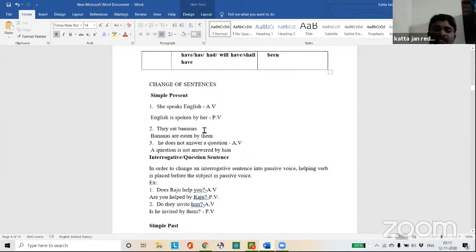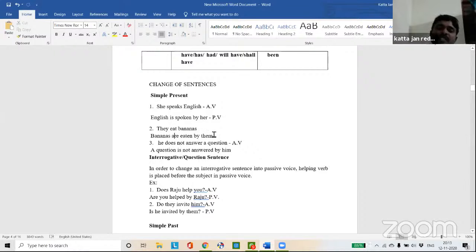Now, they eat bananas. Right? Subject, verb, and object are identified. Subject is they, verb is eat, bananas is the object. So bananas are. Here are is used. Why? Bananas is the plural form. It is represented by they as a pronoun. So they go with are. So bananas are. Eat becomes eaten, V3. Then by. They becomes them.